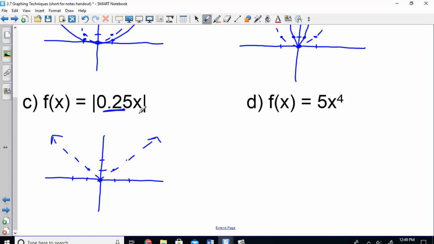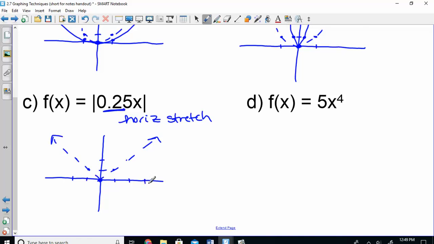Okay. Inside. Does that change x or y? X. So this is a horizontal change. Inside does the opposite. So multiplying my x's by 1/4, what's that going to do? I'm going to stretch it out. So this says times 0.25, so we do the opposite, dividing by 0.25, which is the same as multiplying by 4. So it's like taking your x times 4.